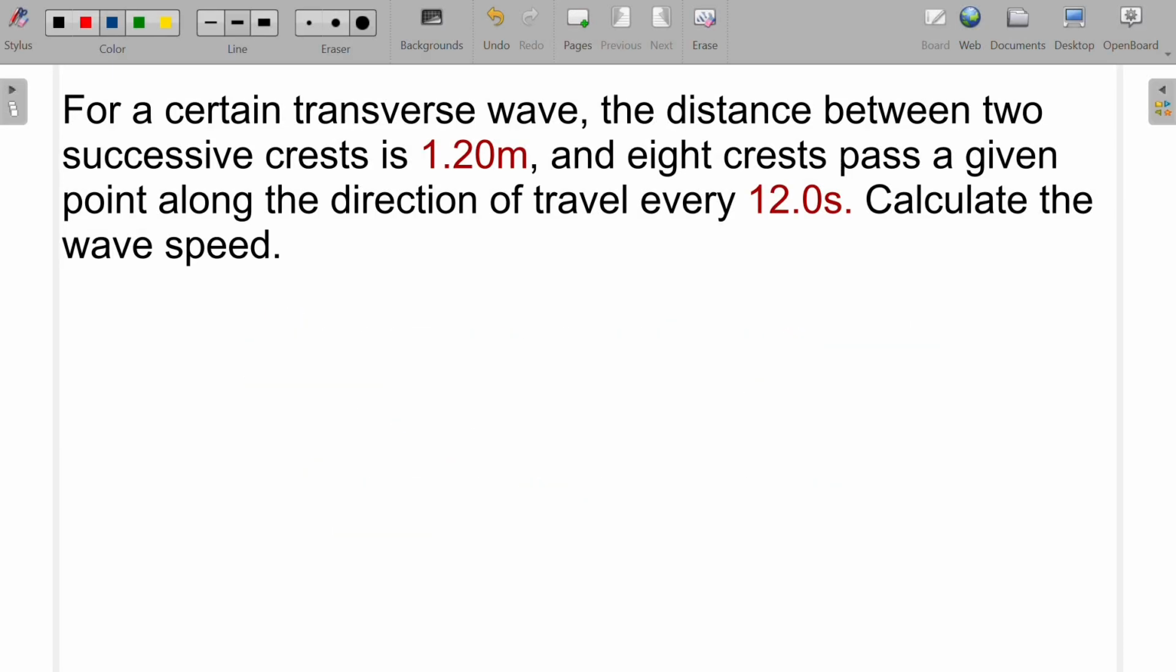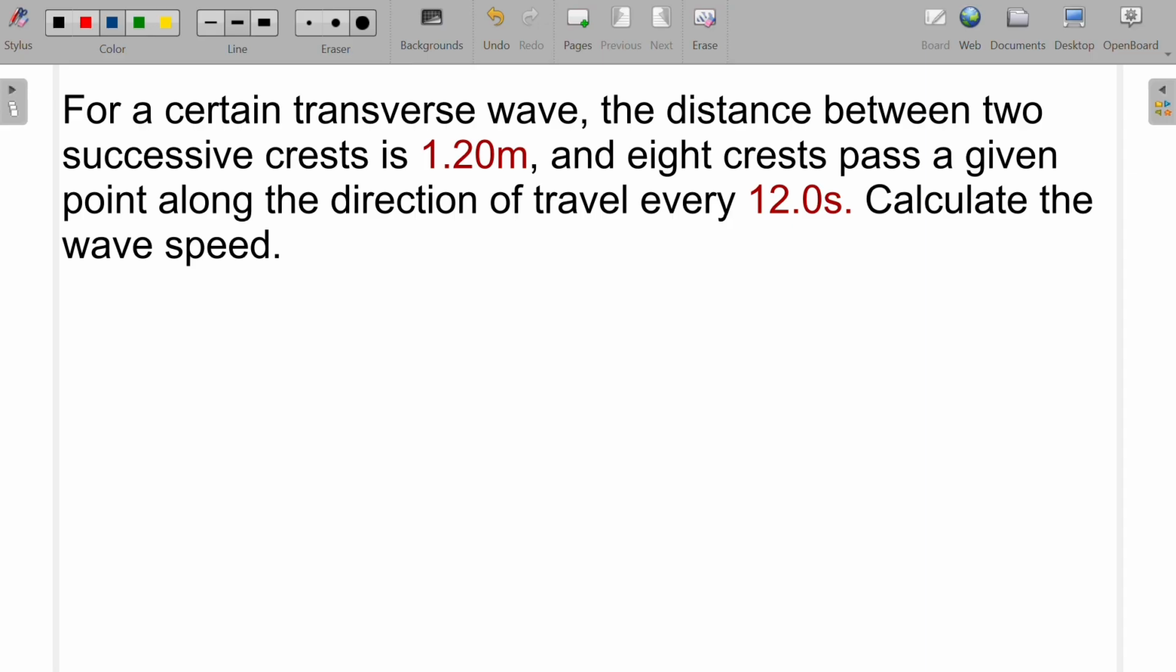Hello viewers, so we have this question that says for a certain transverse wave, the distance between two successive crests is 1.20 meters, and 8 crests pass a given point along the direction of travel every 12 seconds. Calculate the wave speed.